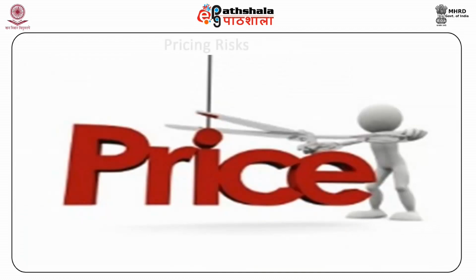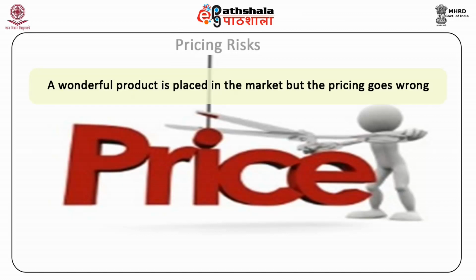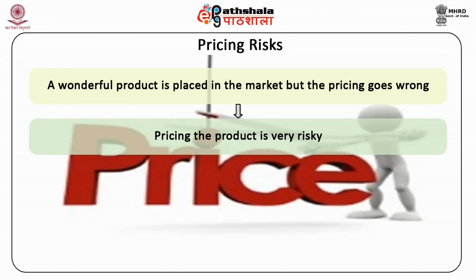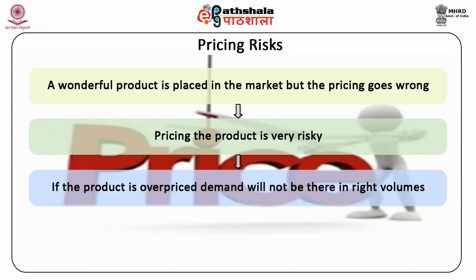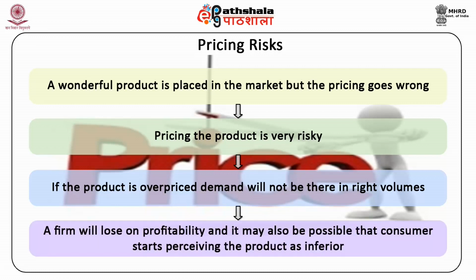The third risk is pricing risk. Sometimes it so happens that a wonderful product is placed in the market, but the pricing goes wrong. Keeping the right price will make the difference between success and failure. Pricing the product is very risky. If the product is overpriced, demand will not be there in right volumes. And if the price is very low, a firm will lose on profitability, and it may also be possible that consumers start perceiving the product as inferior.